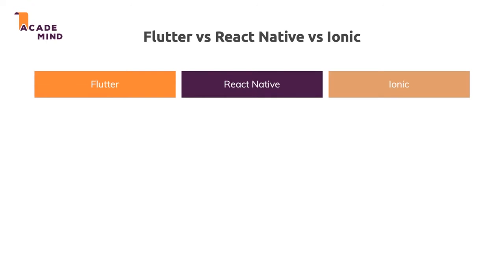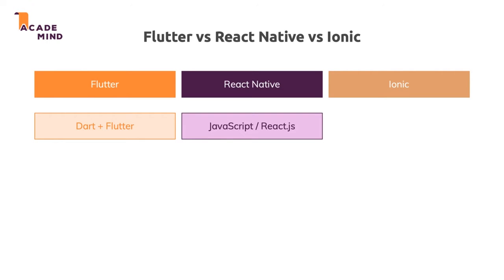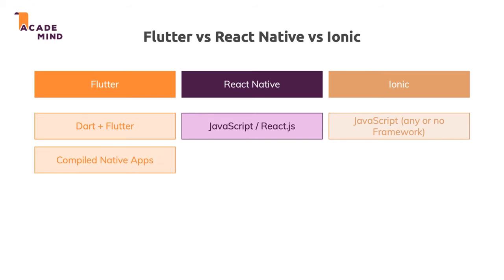Now let's see how each of these approaches works. Flutter uses Dart and the Flutter framework, and Dart is a programming language developed by Google. React Native, on the other hand, uses JavaScript and the React library, and Ionic uses just JavaScript and any or no framework at all that you want. And by the way, I also do have courses on React Native and Ionic in case you want to have a look at that.